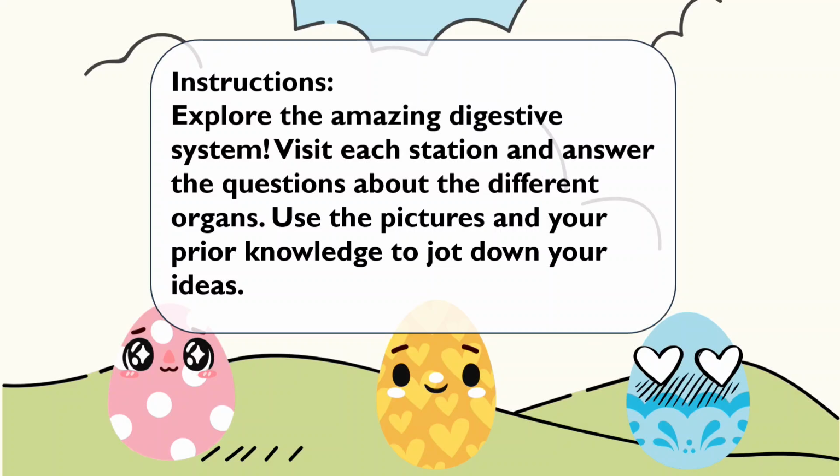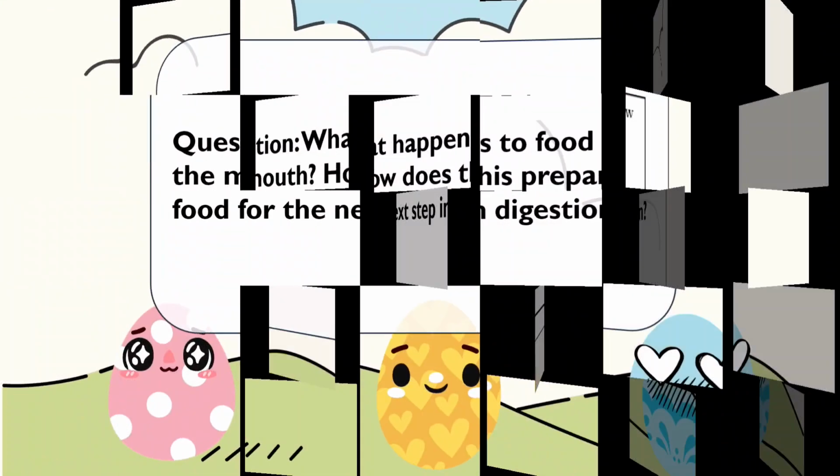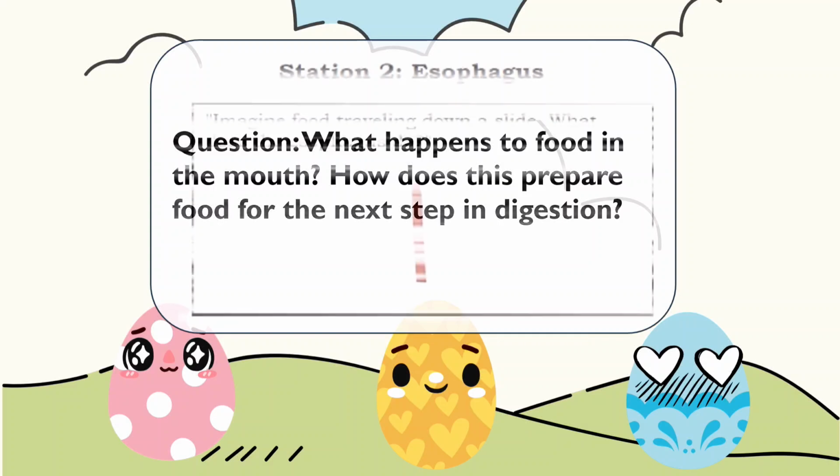Let us explore the amazing digestive system. Visit each station and answer the question about the different organs. Use the picture and your prior knowledge to jot down your ideas. What happens to food in the mouth? How does this prepare food for the next step in digestion?